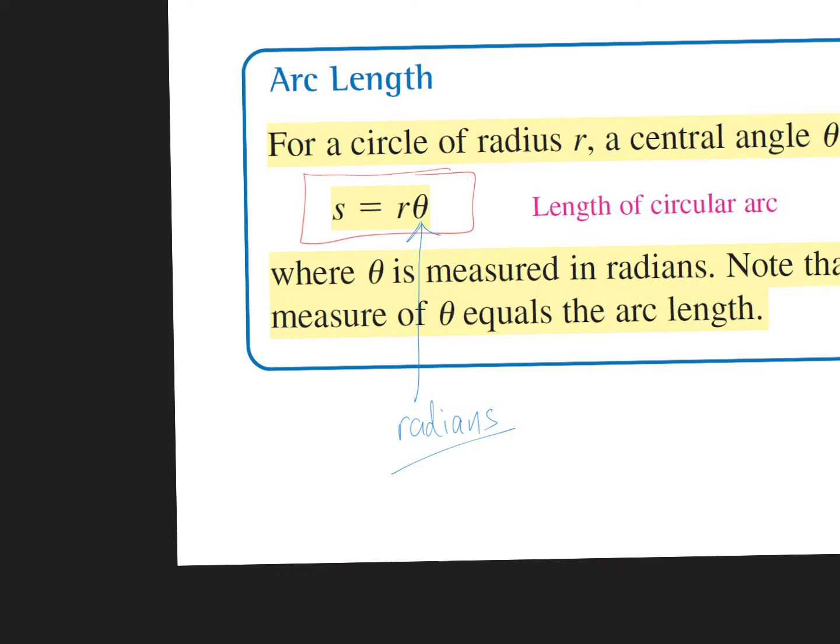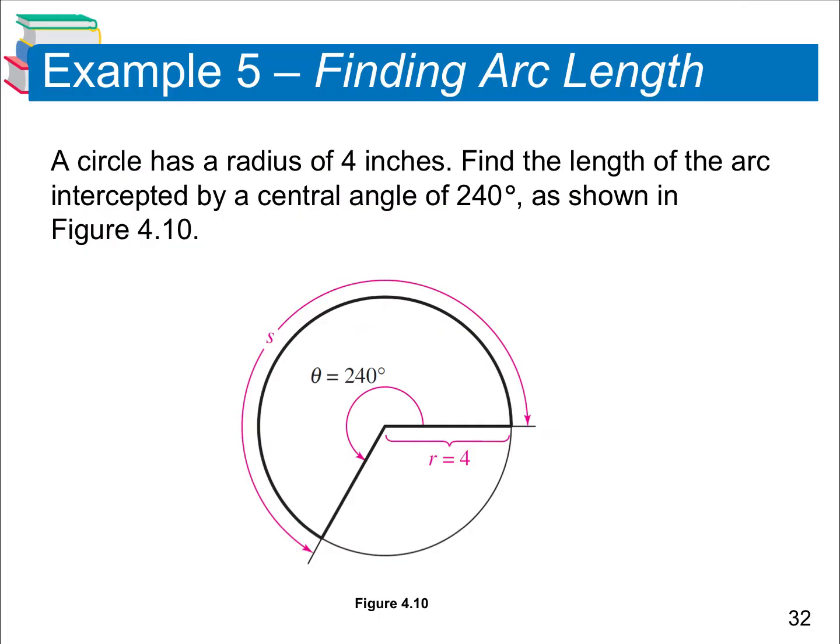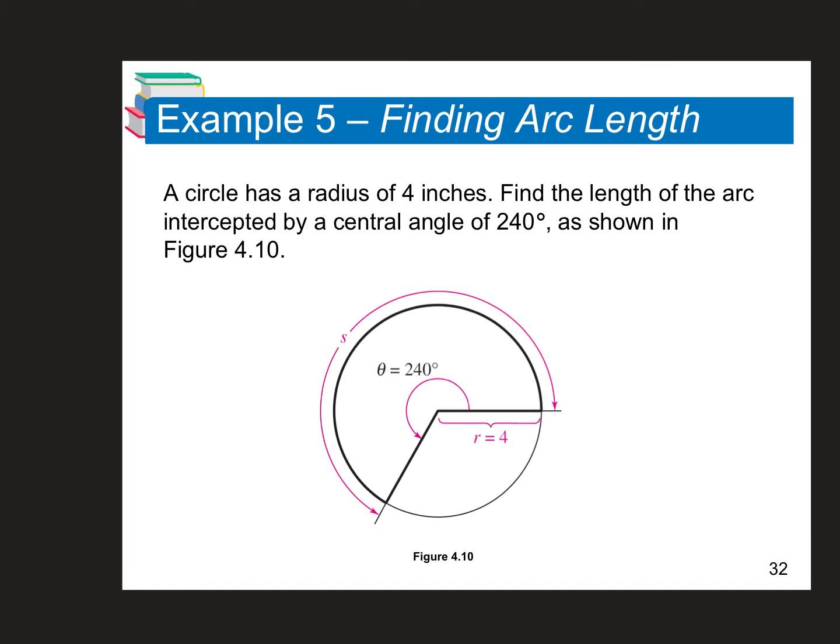The math behind this is super simple, but if you don't do that, you're going to get the answer wrong. So if I look at a question like this: a circle has a radius of 4 inches. Find the length of the arc intercepted by the central angle. They're telling you that 240 is the central angle right here. The arc that intercepts it is the one right across from the central angle. They want to know how big that is. So here is your picture. You don't always have to have a picture; they can just tell you this information in words.